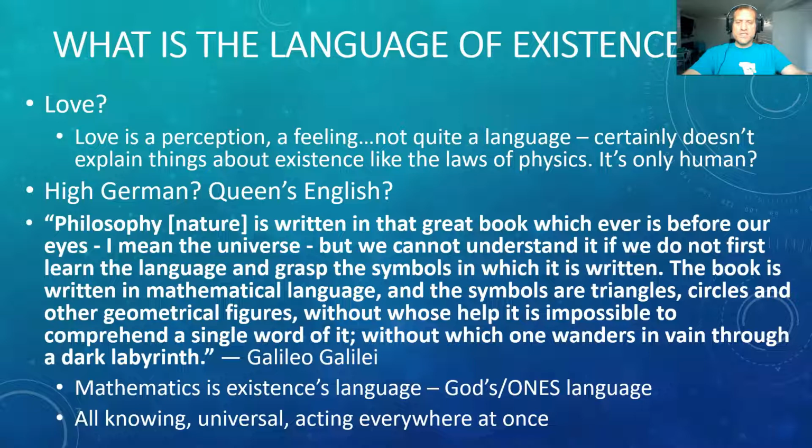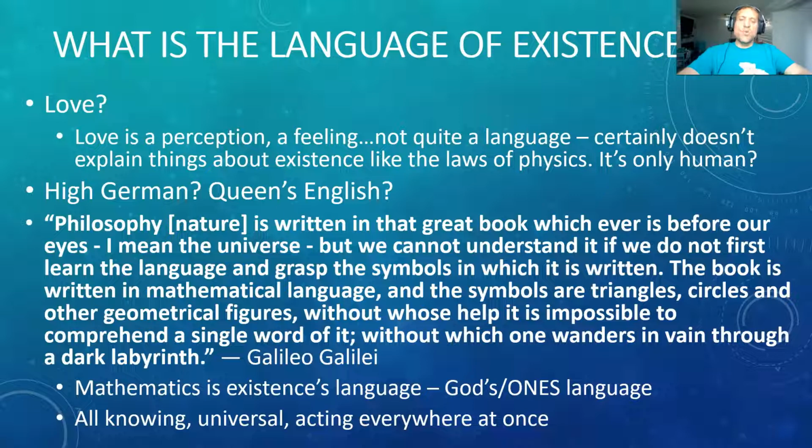So here it is. We saw this last time, but let's repeat it. This is from Galileo: "Philosophy is written in that great book which is ever before our eyes. I mean the universe, but we cannot understand it if we do not first learn the language and grasp the symbols in which it is written. The book is written in mathematical language, and the symbols are triangles, circles, and other geometrical figures, without whose help it is impossible to comprehend a single word of it, without which one wanders in vain throughout a dark labyrinth." Thanks, Galileo. So mathematics is existence's language.